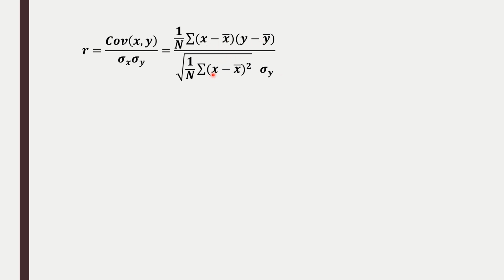Now what is this product given? This is given as 60. N is not given. X minus x bar the whole square is given as 90. Sigma y is given as 4 and R is given as 0.5. So substituting for all the given values, R as 0.5, summation of x minus x bar into y minus y bar is 60 and this square is 90. Simplifying everything, we have to get the value of capital N.